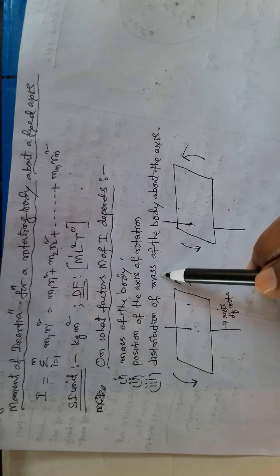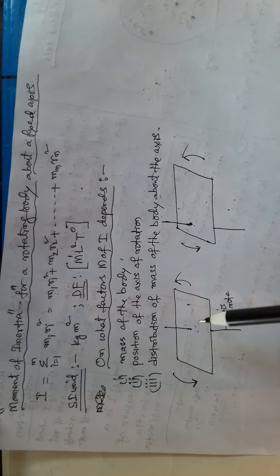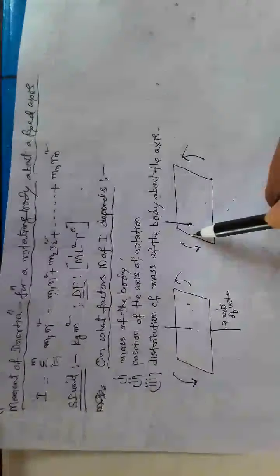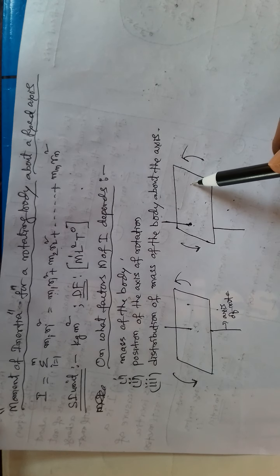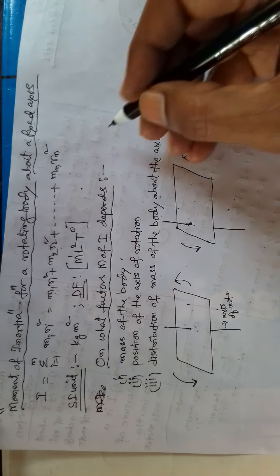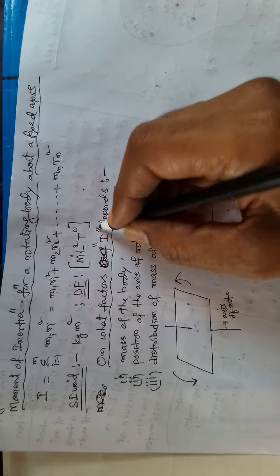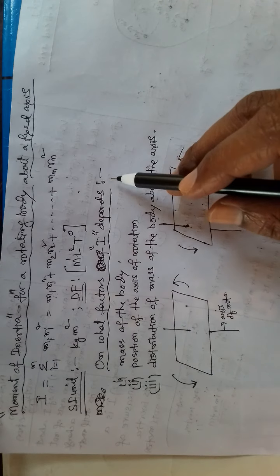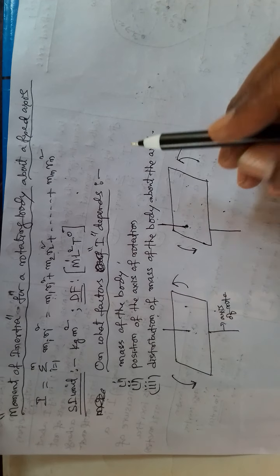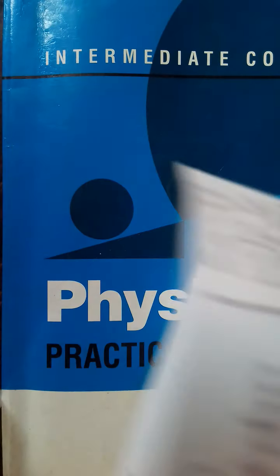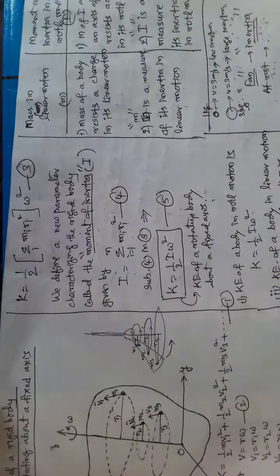And the third point, distribution of mass of the body about the axis. Here distribution is symmetrical. Here distribution is this side small mass, this side large mass. So in this way, moment of inertia, the value of I, depends upon these three factors. But here we have compared M and I. If a body is given, its mass is constant.